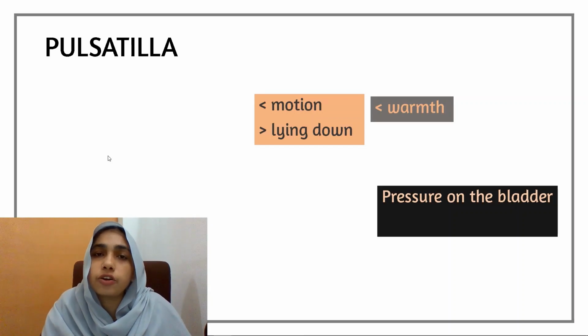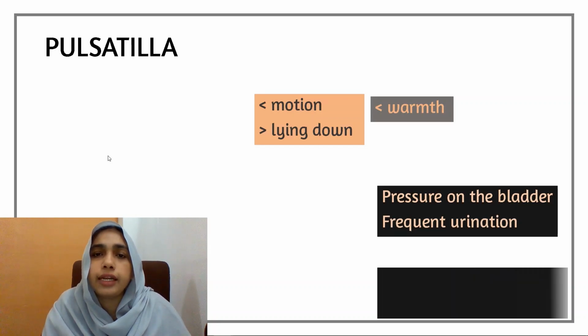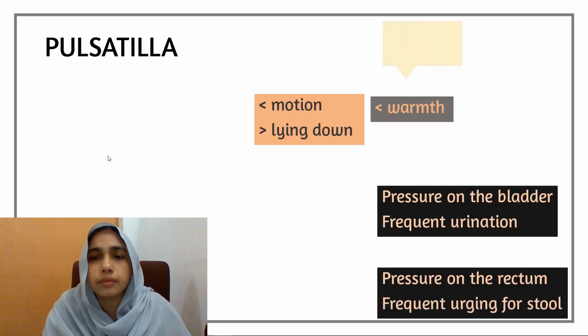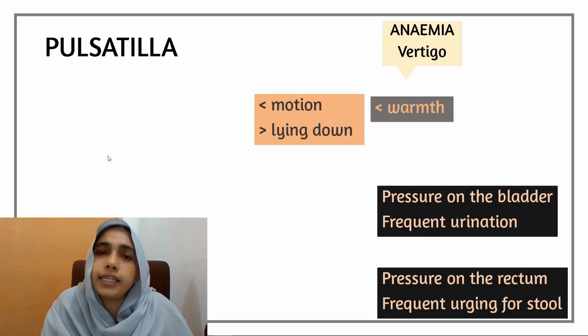This urination could be painful in Pulsatilla. Similarly, they have pressure on the rectum as well. And so they have to go to the toilet for passing stools, and a little quantity of loose stools is passed in Pulsatilla. Now, Pulsatilla patients may be suffering from anemia. So these patients will have weakness, they will have vertigo also. Anemic patients with weakness and vertigo presenting with dysmenorrhea, you can think of Pulsatilla.